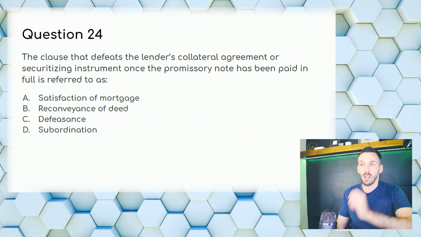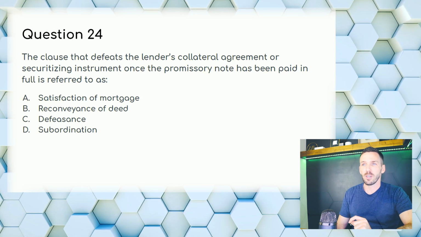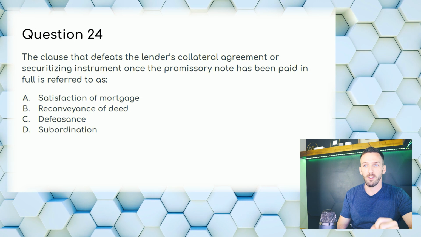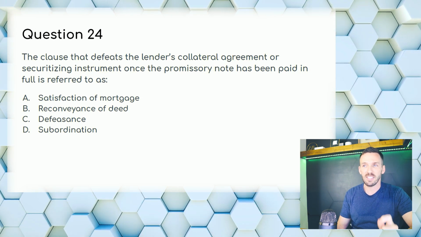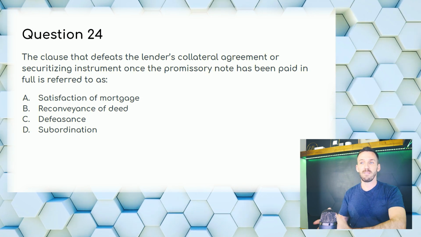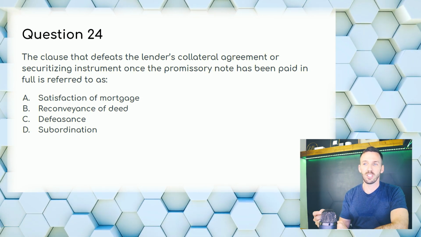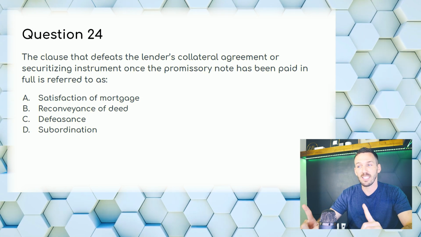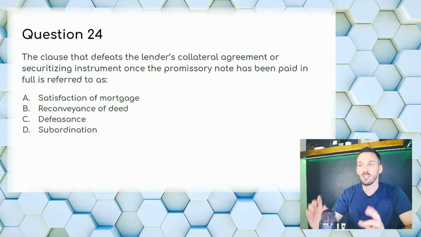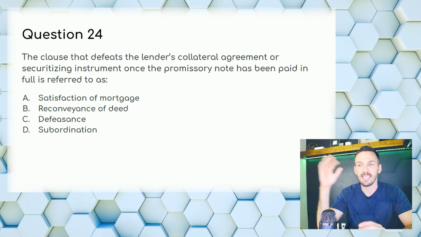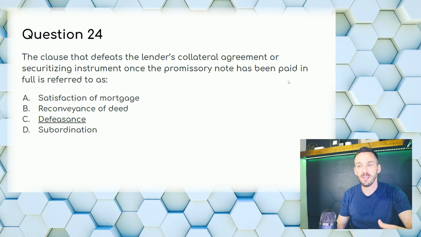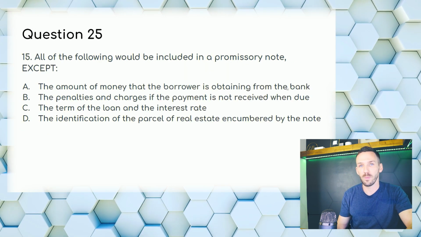Question 24. The clause that defeats the lender's collateral agreement or securitizing instrument once a promissory note has been paid in full is referred to as A, satisfaction of mortgage. B, reconveyance of deed. C, defeasance. D, subordination. Guys, the answer is right here in the question. So be sure you read the question entirely, but it's right there. So the clause that defeats, defeasance clause, is the answer, C. It's when you finish paying off the loan, you defeated that loan.